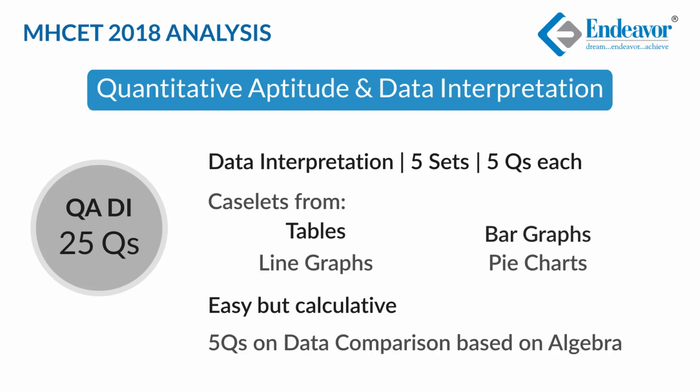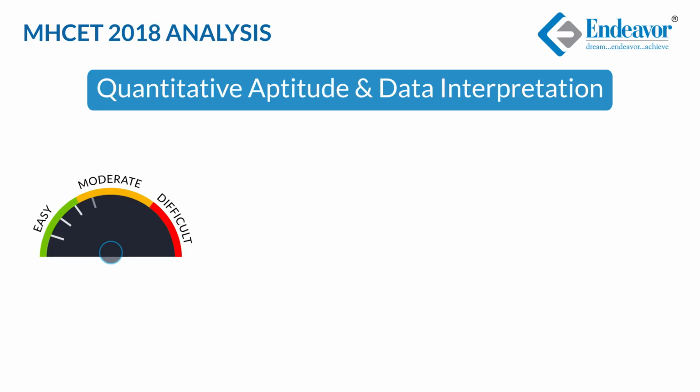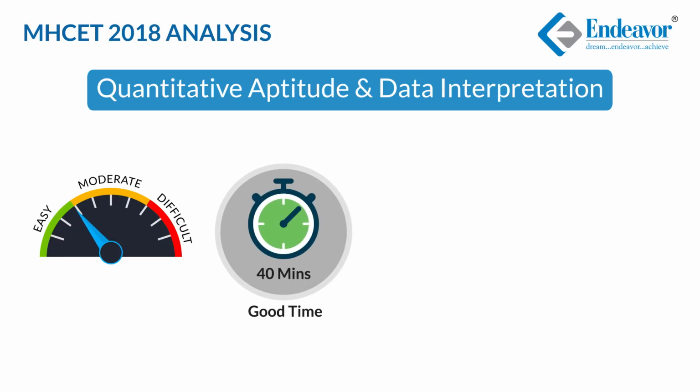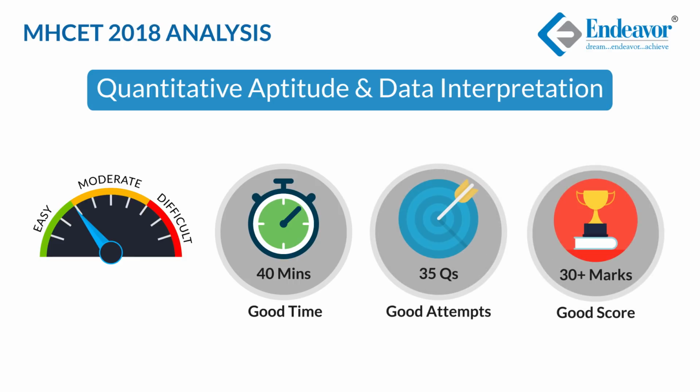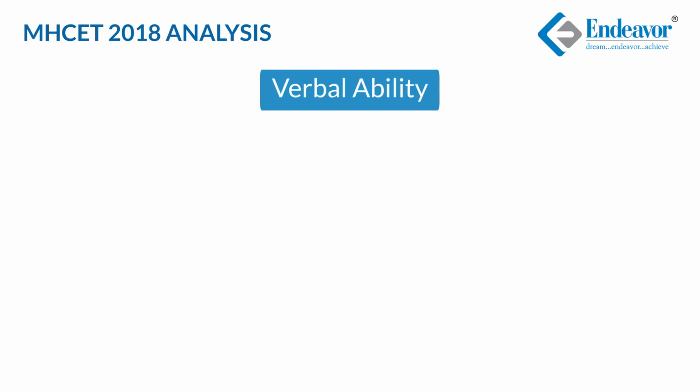And that was something that, again, if you are good at algebraic calculations, you could have gotten these 5 questions. These were all easy questions. An aspirant with a good calculation speed can easily crack a decent number of questions, which is why we have allocated 40 minutes to this section with an ideal attempt of over 35 and an ideal score of just over 30. The last section is the verbal ability and RC section.